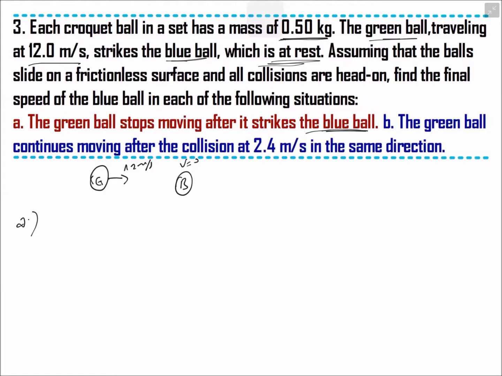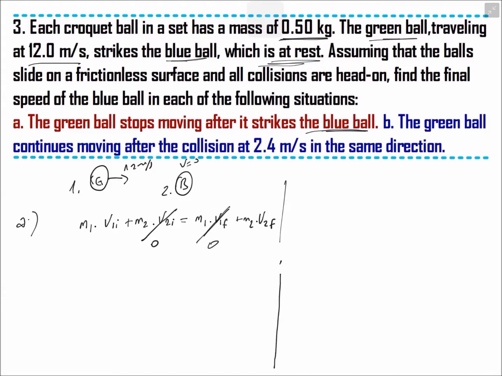Our formula, this is the conservation of momentum: m1 times v1 initial plus m2 times v2 initial equals m1 times v1 final plus m2 times v2 final. Let's use this for A. The first object, m1, is the green ball, and the second object is the blue ball. Initial velocity of the blue ball is 0, and the final velocity of the green ball, as given, says it stops, so this will be 0.